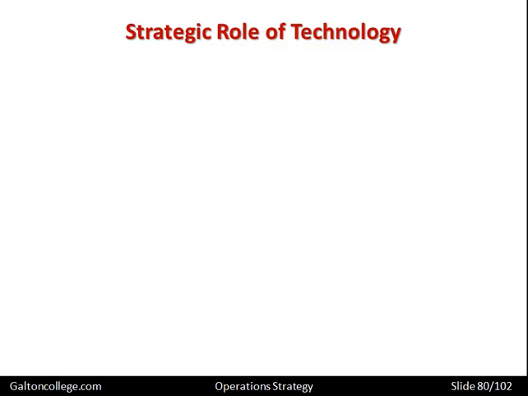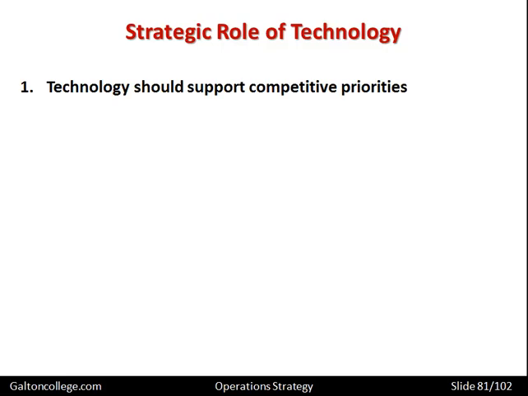The strategic role of technology. Well, technology should support competitive priorities. Clearly, the right technology should be purchased to ensure that the business objectives are achieved. It would be silly to go out and buy the wrong technology, because that would not support the business or support what the business wants to stand for. So clearly there should be a linkage between the technology in the business and the priorities of the business.